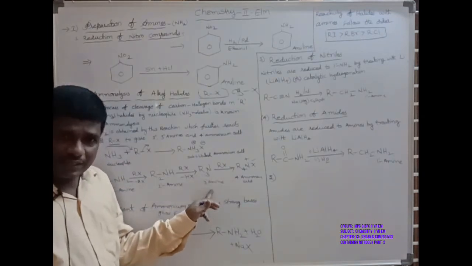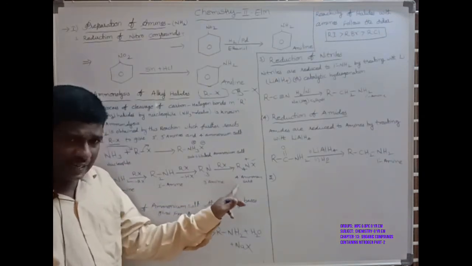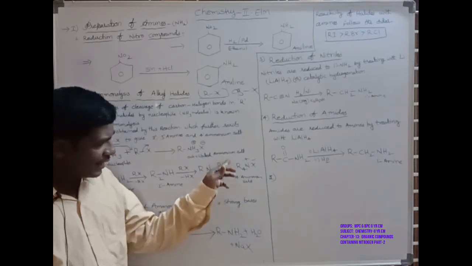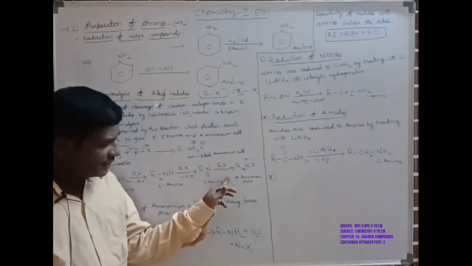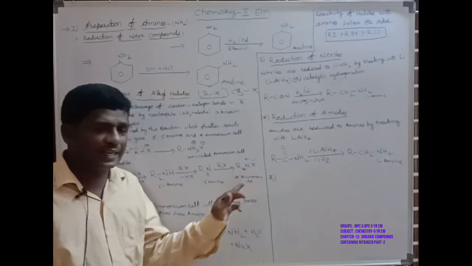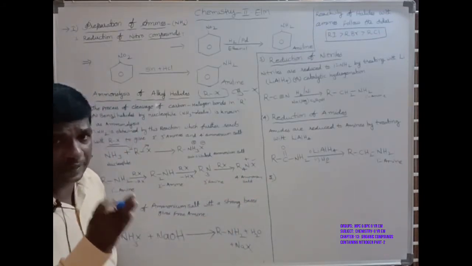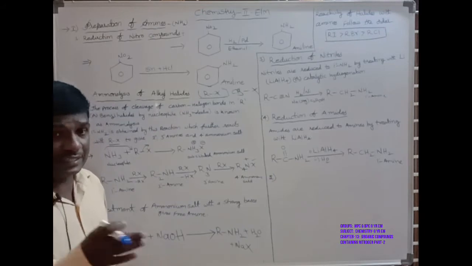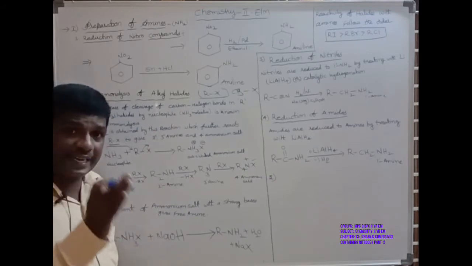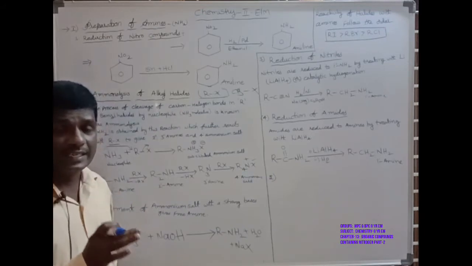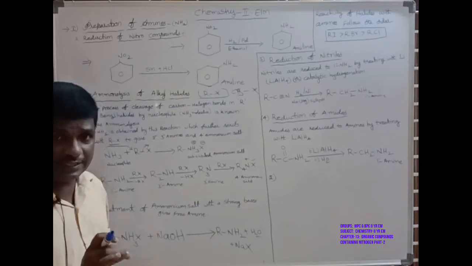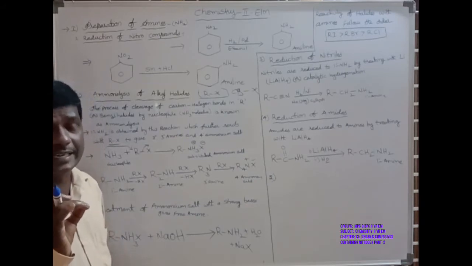Then the tertiary amine reacts with another alkyl halide to form a quaternary ammonium salt. Quater means that 4 alkyl groups are attached to the nitrogen atom. The salt consists of one cation and one anion. Cation means positive charge and anion means negative charge.